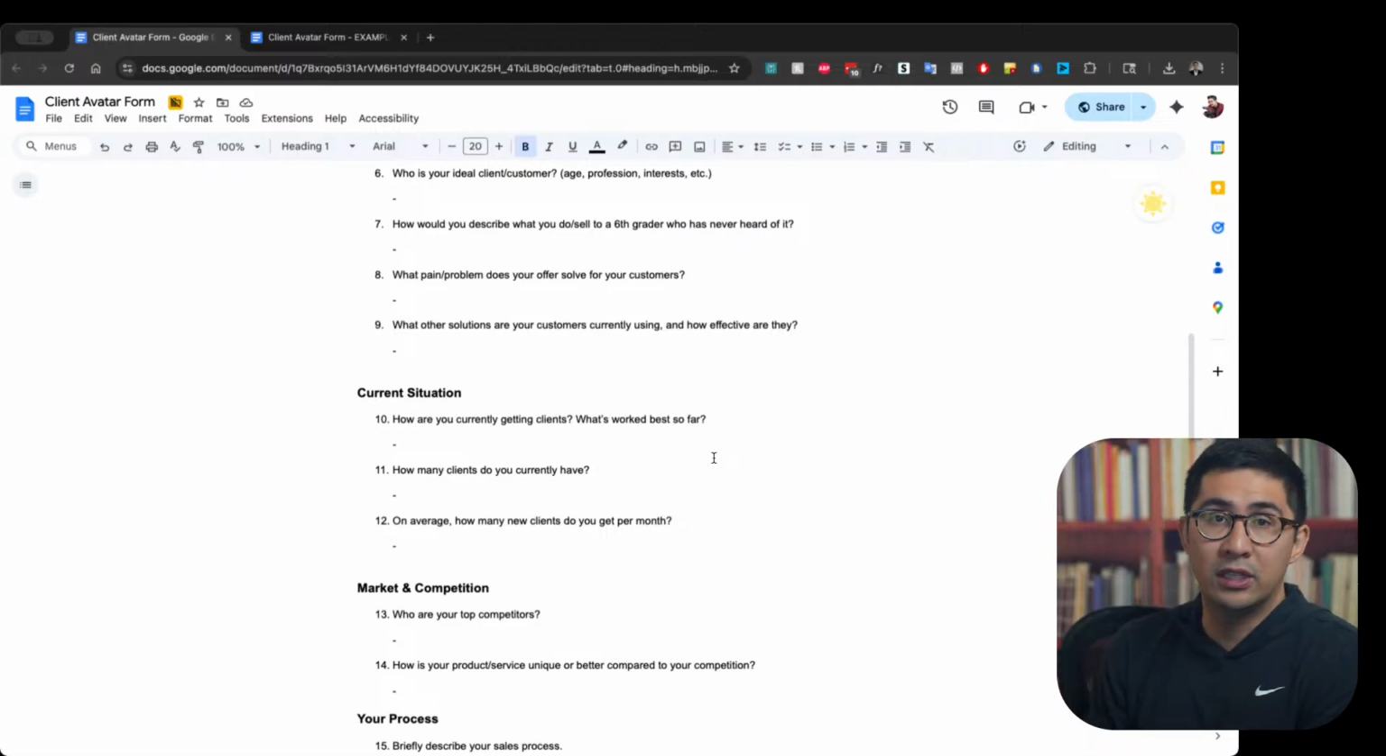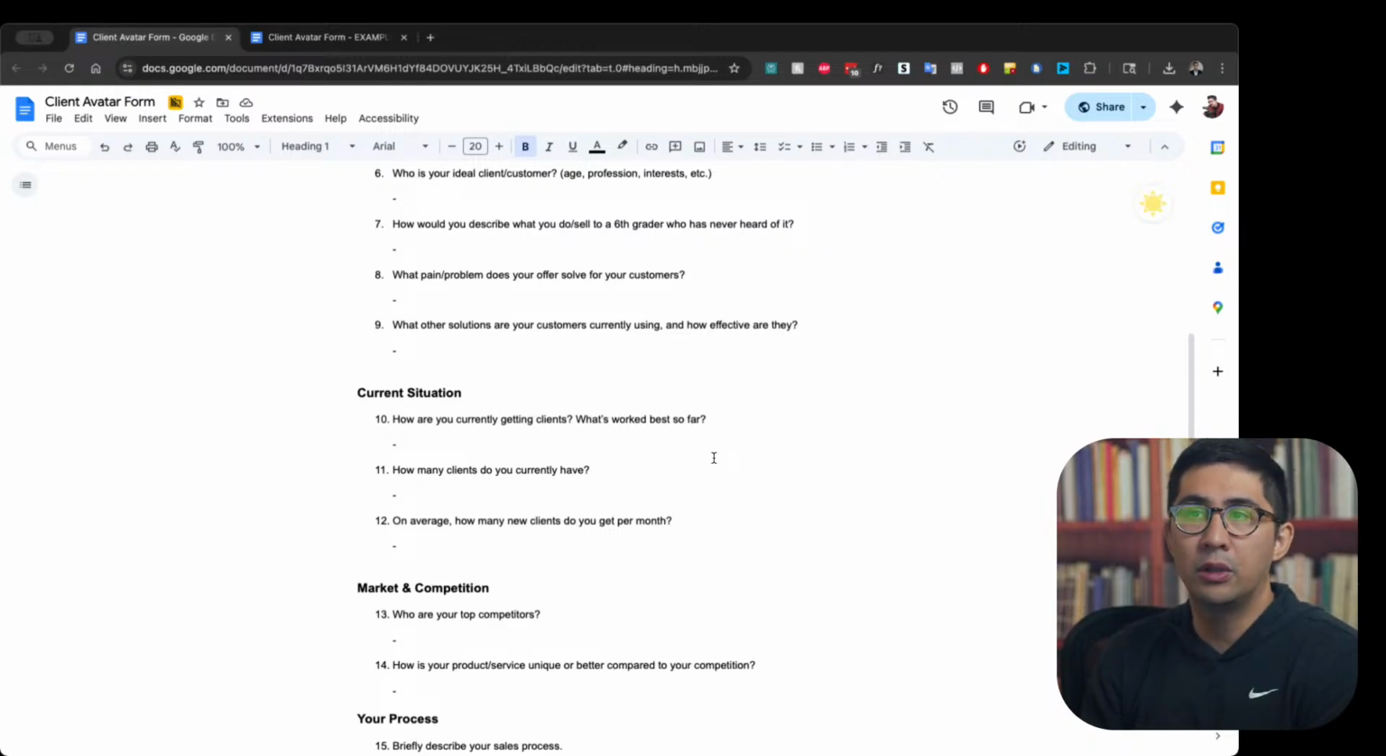Number 10. Now we're moving into current situation. How are you currently getting clients? What's worked best so far? Now, typically, I already know the answer to this, but it's good to just remember what that is. Now, a lot of times, for many service businesses, it's going to be word of mouth, right? It's just like, oh, I've been relying on referrals, word of mouth. And yeah, referrals and word of mouth work until it doesn't, right? So once it doesn't work, that's when the pipeline, the pipe sort of dries out.